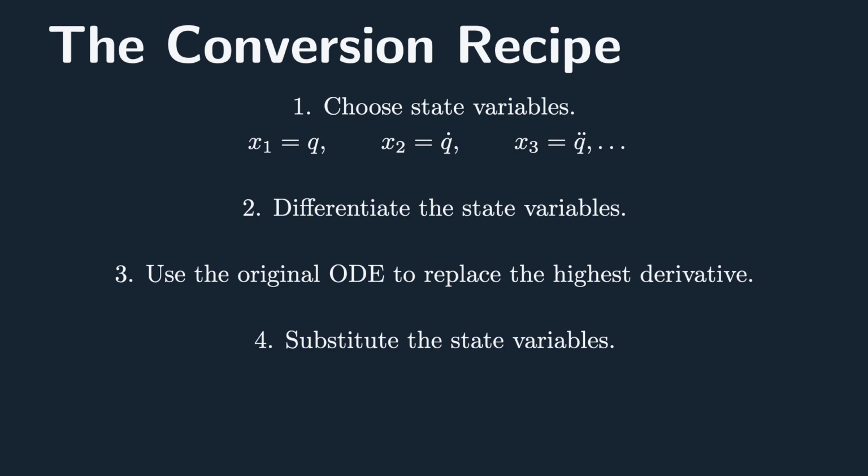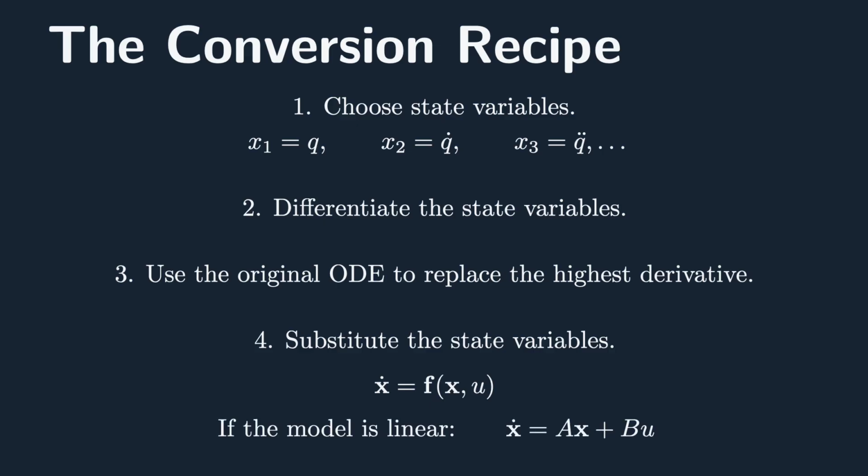Fourth, substitute the state variables so that the final equations are written in terms of the state variables and the input. This gives the general state space form x dot equals f of x, u. If the equations are linear, we can also write the model in matrix form as x dot equals Ax plus Bu.